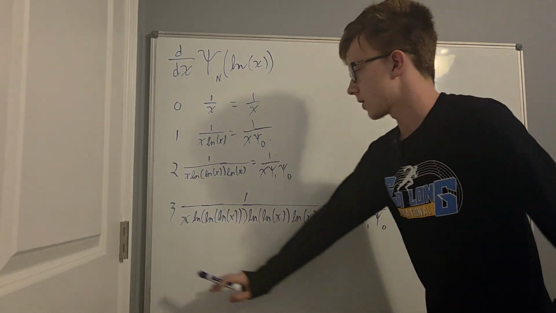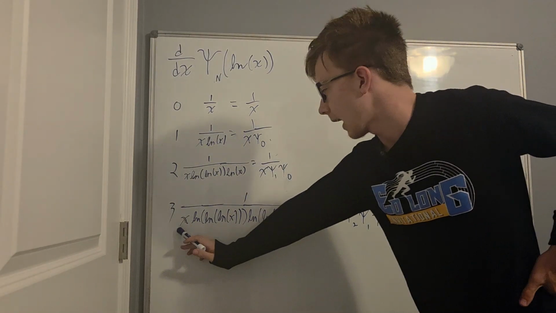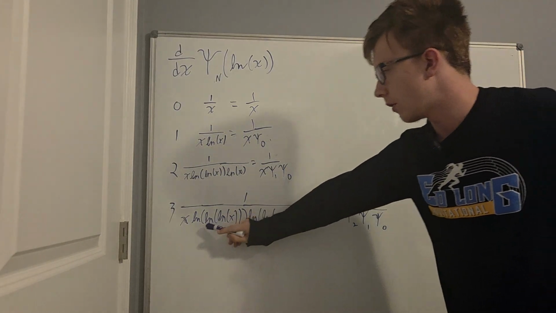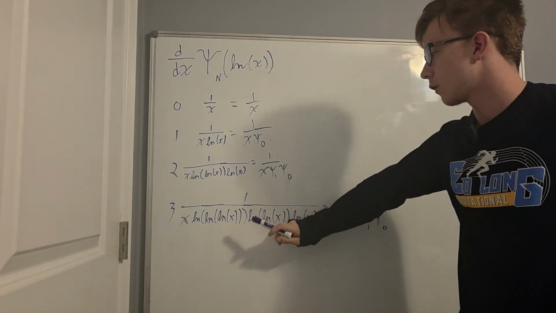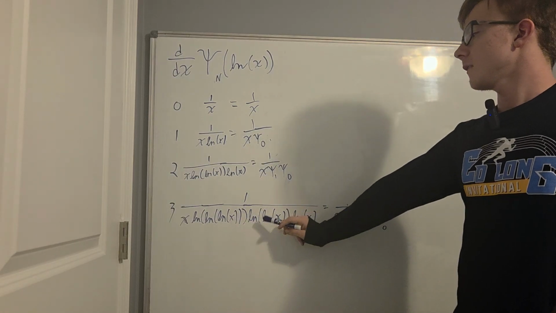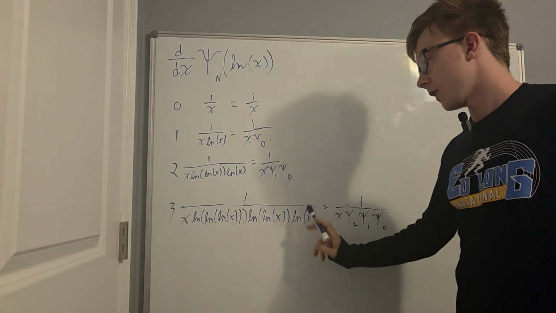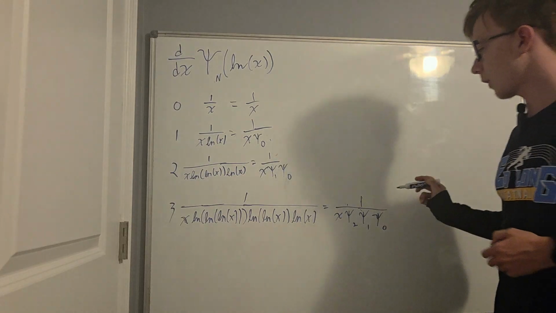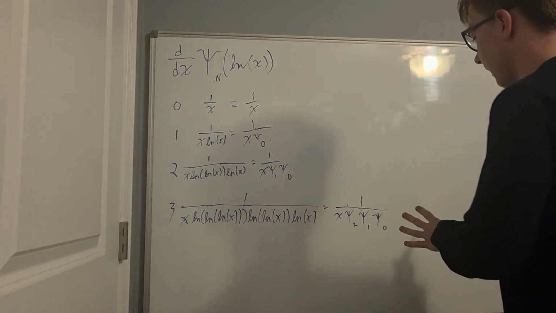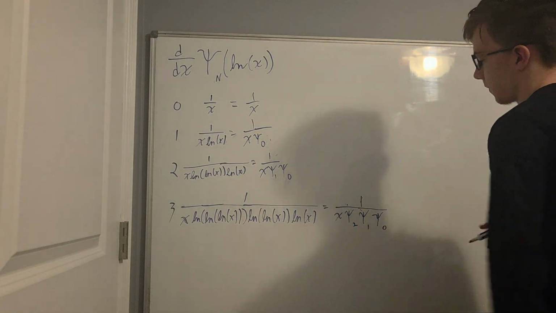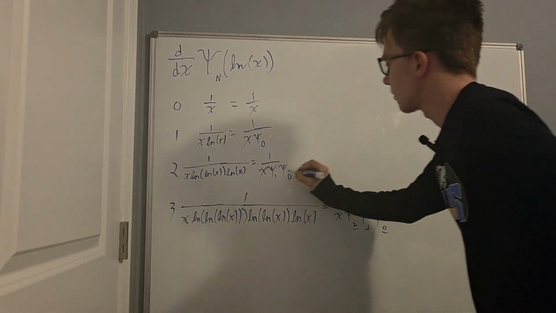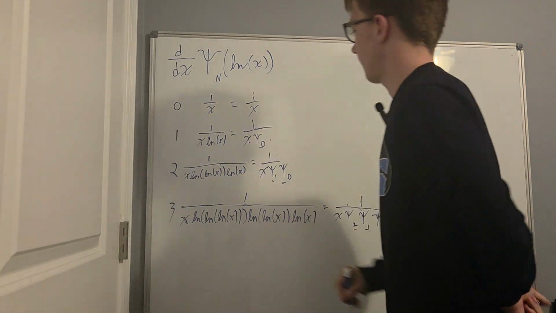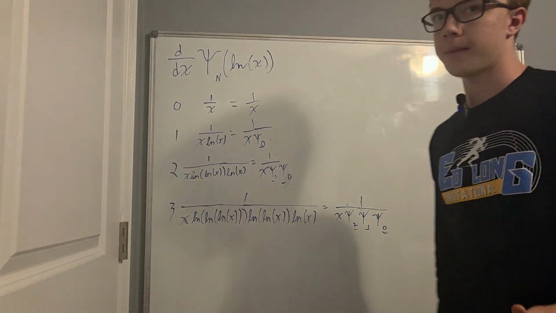Down here, it's going to go all the way. We get x, this is psi 2, ln of x. Right here, this is ln of x, which is psi 1. This is ln of x, which is psi 0, right? So if we look right here, we get all of these together, right? Every single time it just multiplies in another psi.